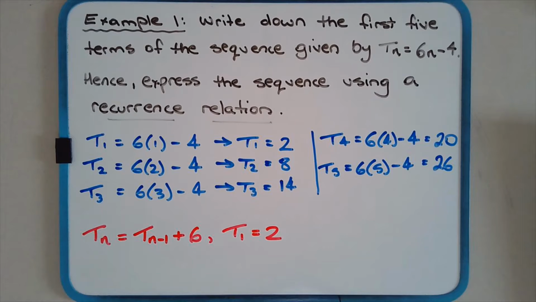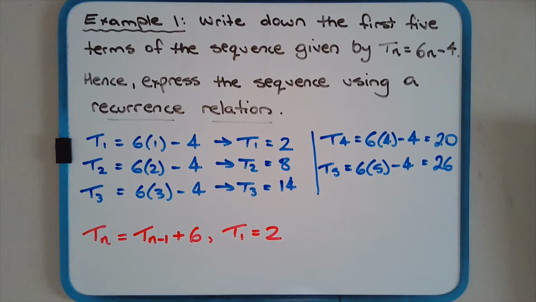Example 1. Write down the first 5 terms of the sequence given by Tn equals 6n minus 4. Hence, express the sequence using a recurrence relation. Now this subscript n represents the position of the term. So when n equals 1, that represents the first term. N equals 2, that represents the second term. N equals 3, T3, that represents the third term, and so on.